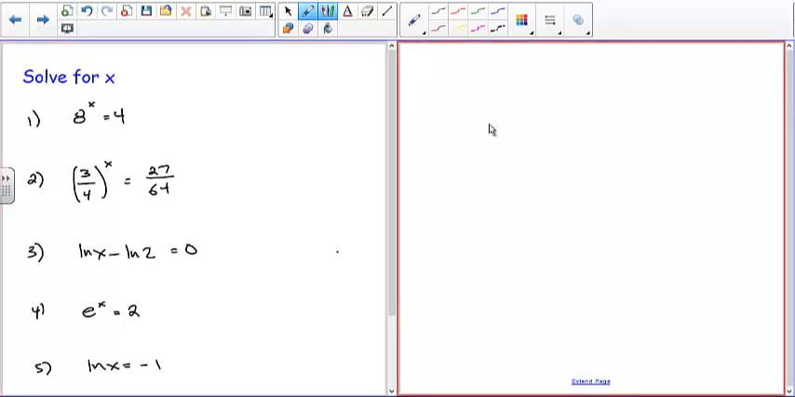Now the fourth one. How do you get the right-hand side written as e to some power? That's the hard part here. So in this case, I would probably just use the more straightforward method. You take the natural log of both sides. Natural log of e to the x is just x times the natural log of e, and the natural log of e is 1. So you get x is equal to the natural log of 2.